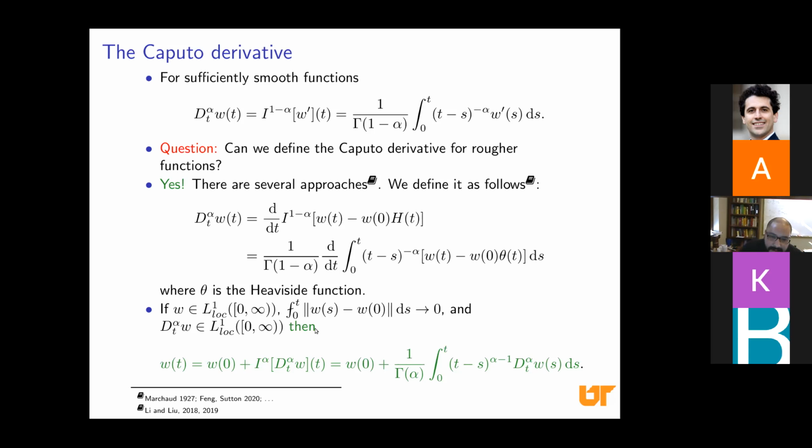One of the good things that Li and Liu proved is that under some condition on the function, its initial value, and its Caputo derivative, you have a sort of fractional fundamental theorem of calculus that says that the function at any time is equal to the function at 0 plus the fractional integral of its fractional derivative. So this is essentially like a fractional fundamental theorem of calculus, and we're going to be using this quite a bit. Okay, so this is our definition of the Caputo derivative.